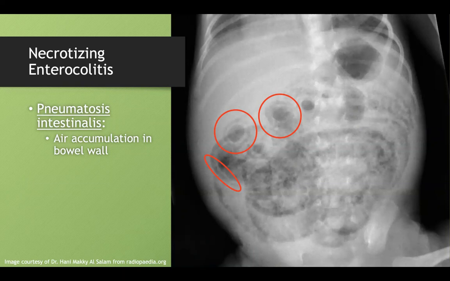So if you get a question, what'll happen is they'll give you a baby who's born at like 30 weeks or 28 weeks, let's say, and they're getting formula fed and they have all this pain, and they do an X-ray and it shows this. They want you to realize that that's necrotizing enterocolitis.